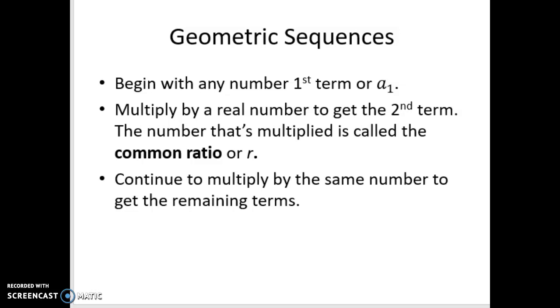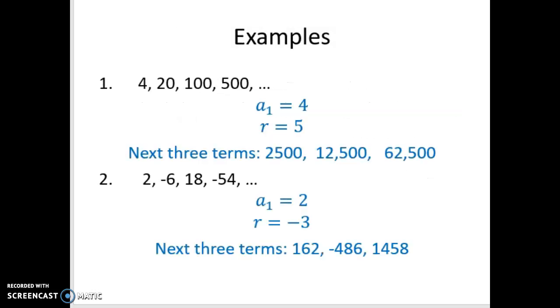And then we multiply by any real number to get the second term in the sequence. And then we continue to multiply that by that same number to get the third and then the fourth and so forth. The number that you're multiplying by is called the common ratio, or lowercase r. And like I said, it's a multiplication that continues to get one term to the next. You're always multiplying by the same number.